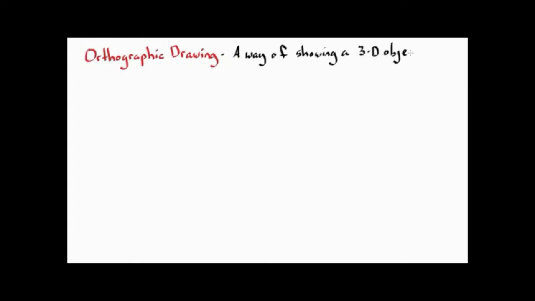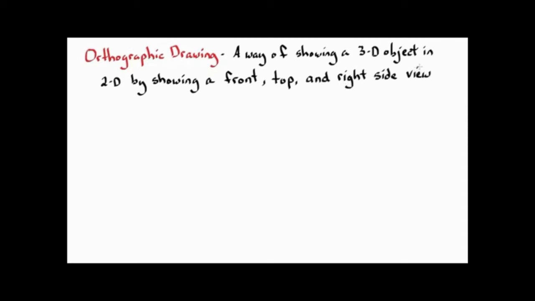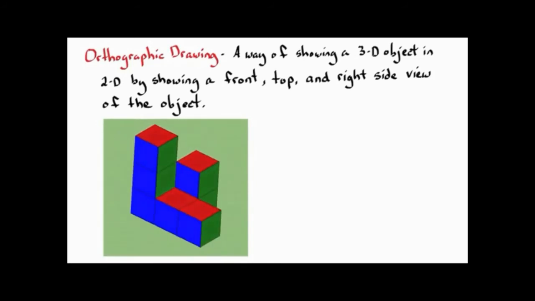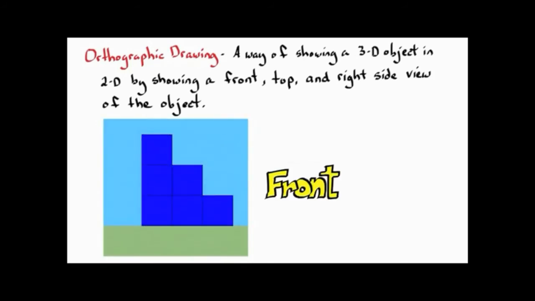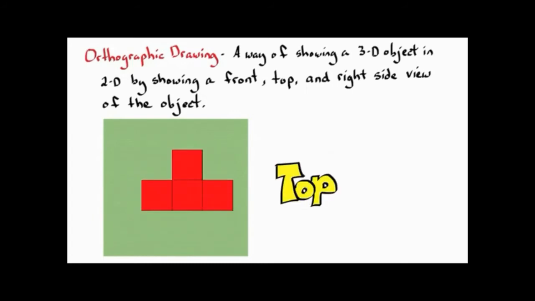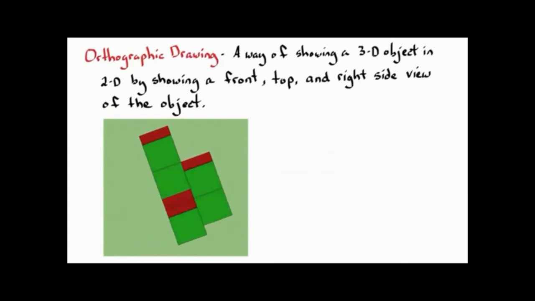Okay, so let's take a look at orthographic drawings. An orthographic drawing is a way of showing a three-dimensional object in two dimensions by showing a front, top, and right side view of the object. So I'm going to start off with a figure here made in SketchUp. This is the front view. This is the top view. This is the right side view.